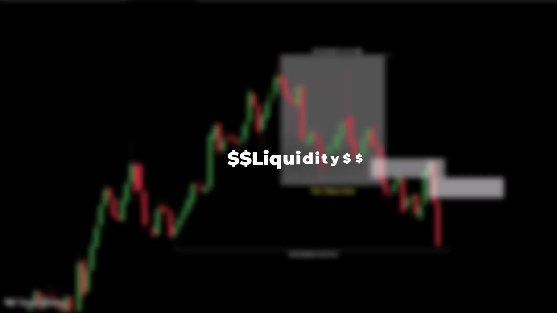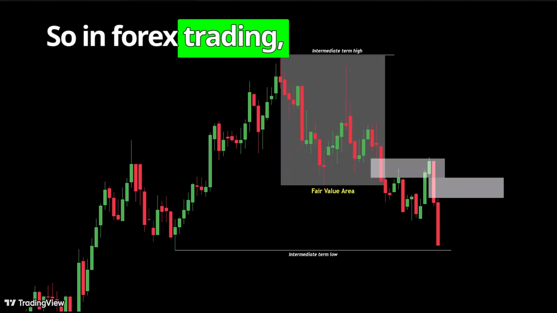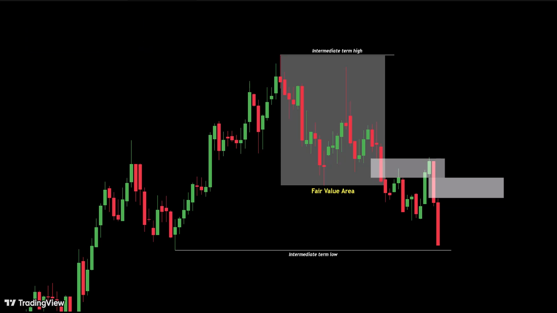Now, the third step is liquidity. So people will always ask, where does liquidity hide on the price chart? So in Forex trading, liquidity can be found above swing highs and below swing lows. This means that your intermediate term high has got liquidity resting above it, and the intermediate term low has liquidity below it. Now, here's the key insight.